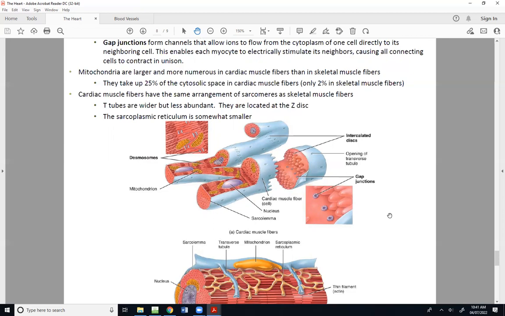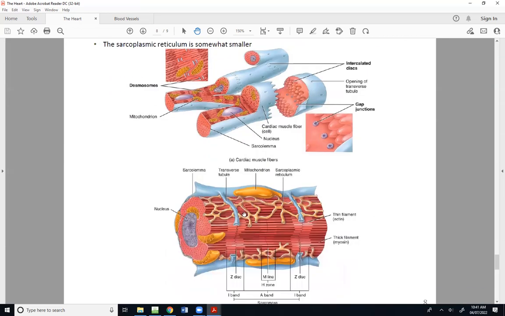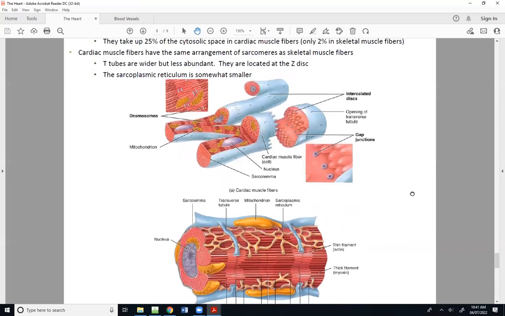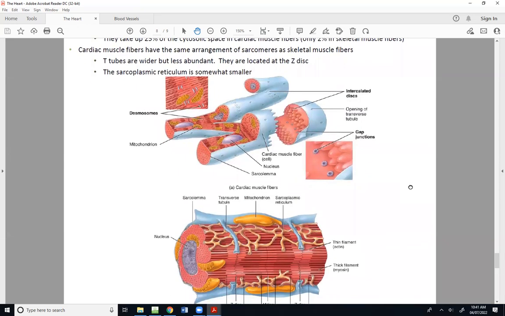Looking down at the bottom of the page, we see the structure known as a sarcomere with the same things that we've previously learned about, like Z discs, M lines, I bands, A bands, and so on and so forth. They are just like what we've previously learned about with skeletal muscle fibers. You also see T-tubules and sarcoplasmic reticulum. Although the sarcoplasmic reticulum is a little bit smaller and we don't have as many T-tubules, they all function the exact same way that they do in skeletal muscle fibers that we've previously talked about.